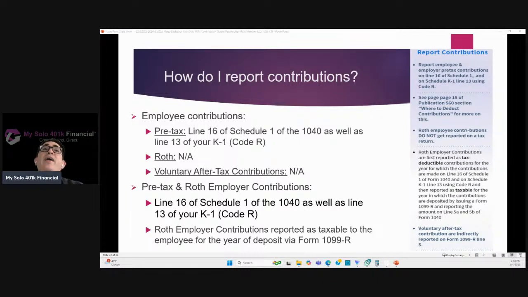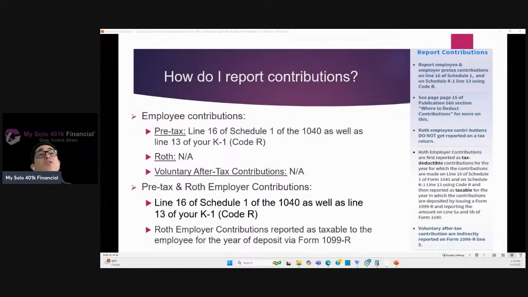So given that our customers are able to make all these different types of contributions, we want to talk about how do I report any of those contributions? How do I report all those contributions? Again, specifically geared towards a business that's taxed as a partnership. That means a business that's filing a Form 1065.